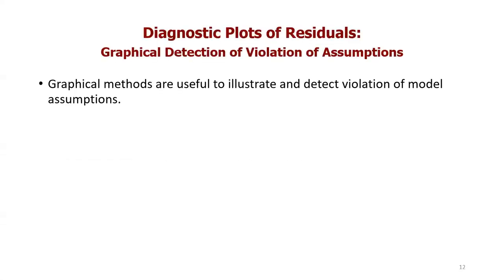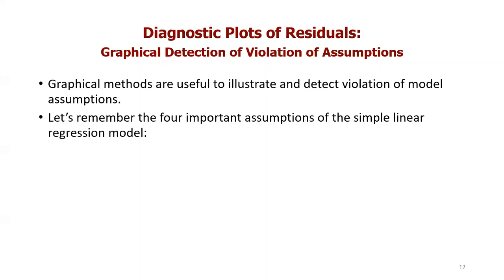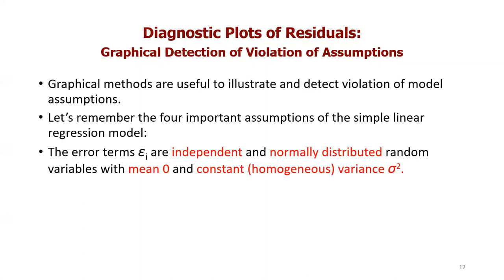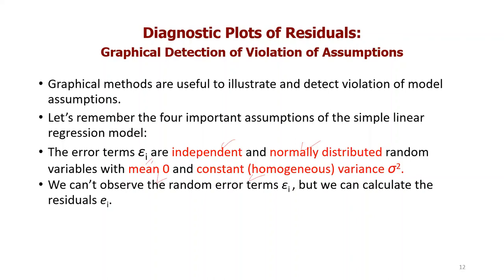So, the next thing is the diagnostic plot of the residuals, right? We said that graphical methods are useful to illustrate and detect violations of model assumptions. Remember what the assumptions were? First of all, there is a linear relationship between x and y. And then we said that epsilon i are independent, normally distributed, have mean 0, and have a constant or homogeneous variance sigma squared.